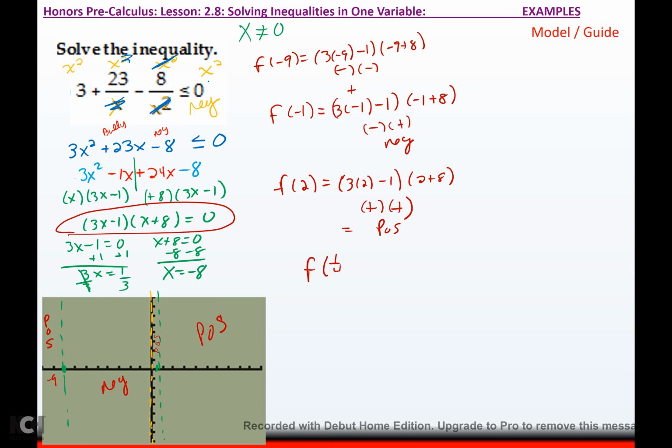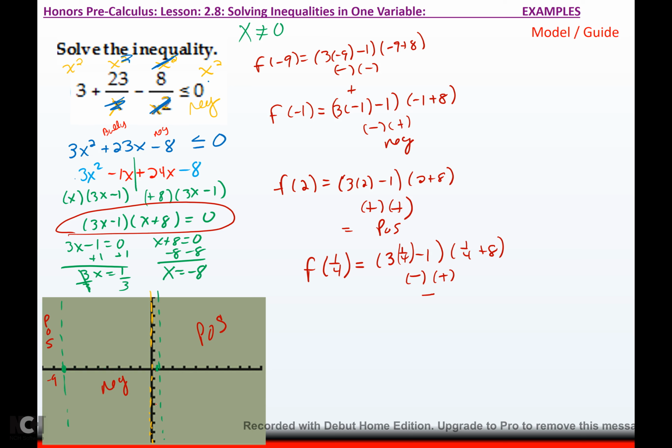Alright, let's pick 1/4. Because Miss French is crazy. 3 times 1/4 minus 1. 1/4 plus 8. That's 3/4. Take away 1 is going to be negative. That's positive. Oh, so it's negative. See what I get for assuming?